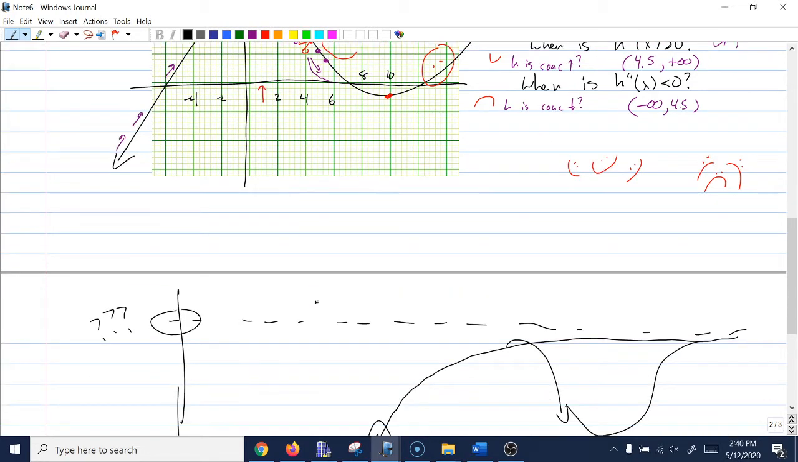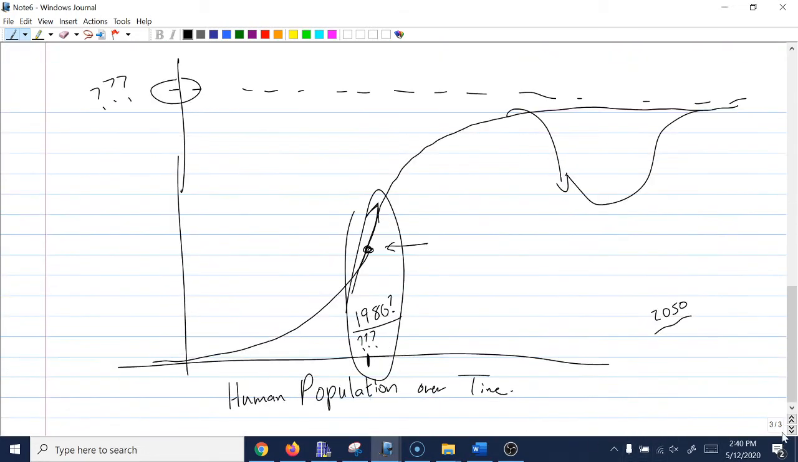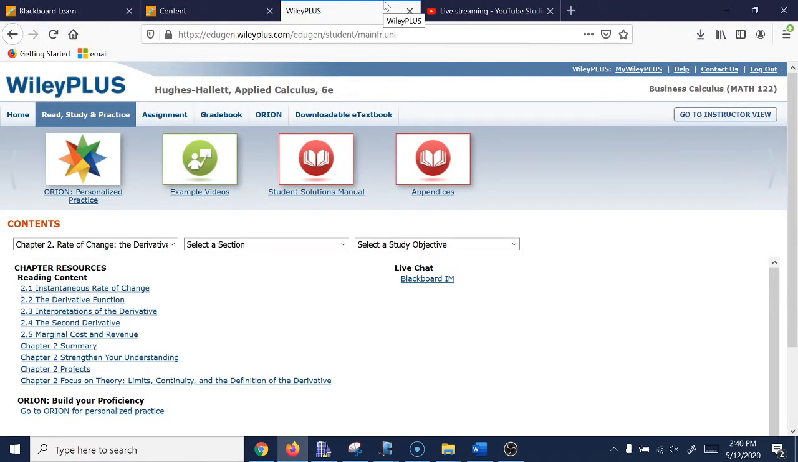Yeah, cool. Let's get into 2.5. 2.5 is our first of many businessy specific examples. Actually, let me double check that I have the sections right. 2.5 is, yes, marginal cost and revenue.